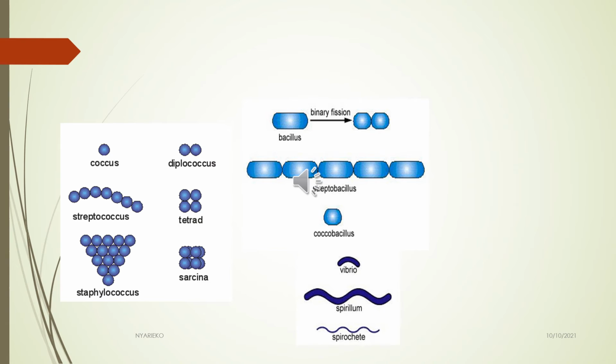When we come to spiral, we get the comma shaped, which is vibrio. We can get the spirillum, which is a bit wavy, and then it's thicker. A spirochete is very thin but wavy. So let's move to slide number 6.